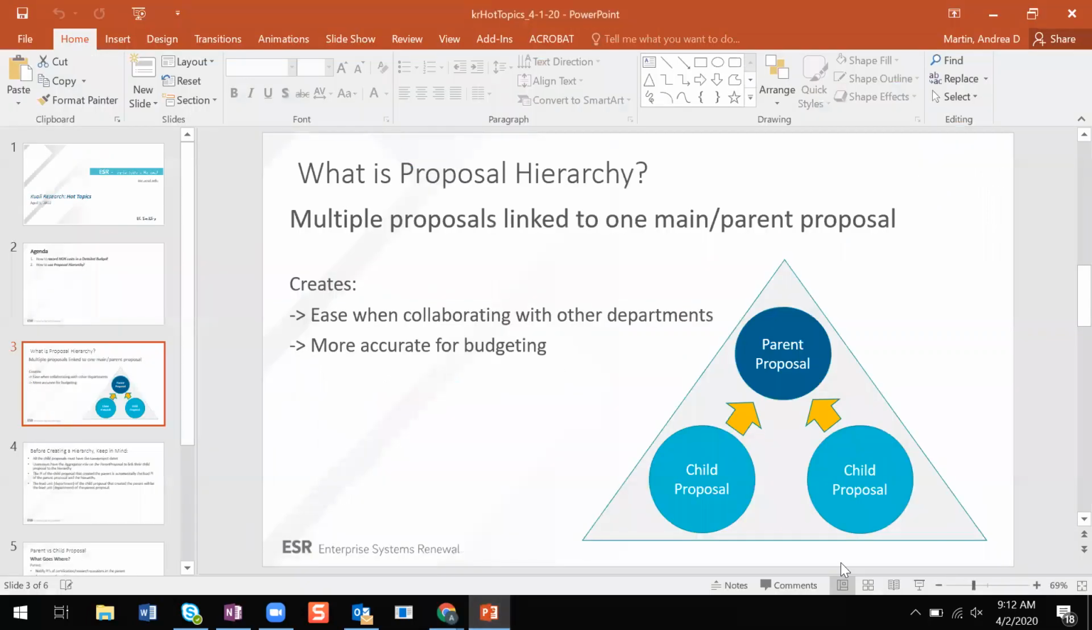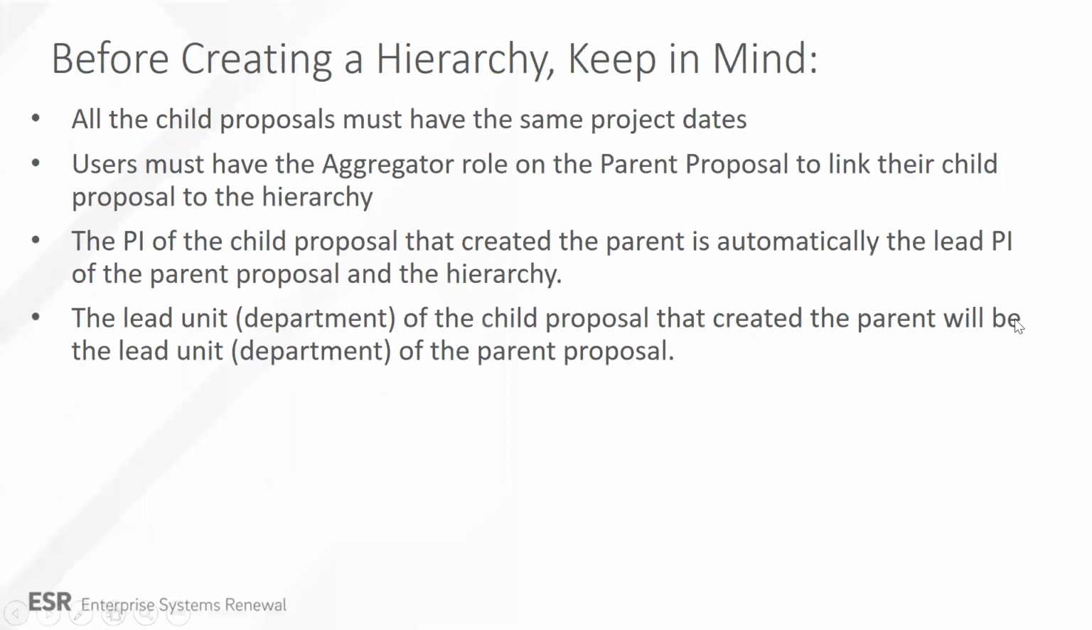Great, so just want to go over before creating a hierarchy, some things you should keep in mind. All of the child proposals must have the same project dates, otherwise they will not be able to sync. And in order to create a proposal hierarchy or link child proposals to an existing hierarchy, those users must have the aggregator role on the parent proposal. And then the PI of the child proposal that created the parent is automatically the lead PI of the parent proposal and that hierarchy.